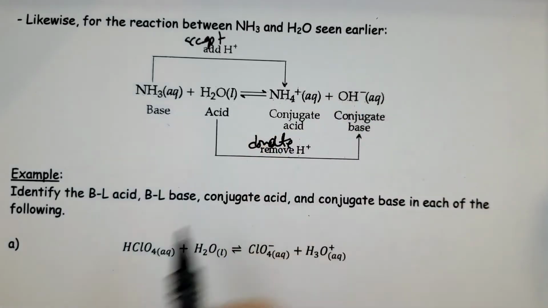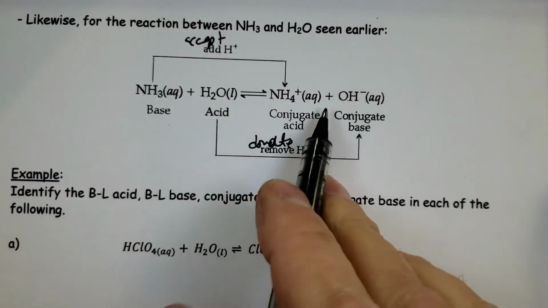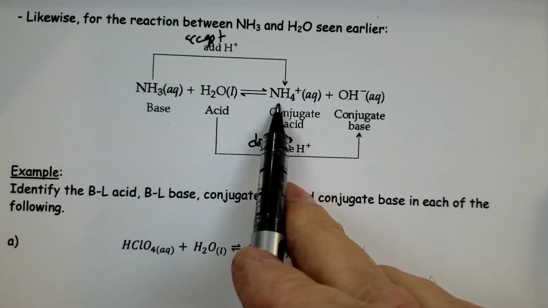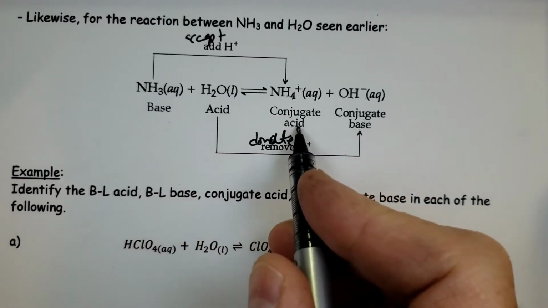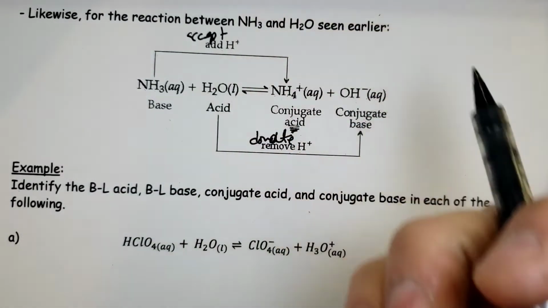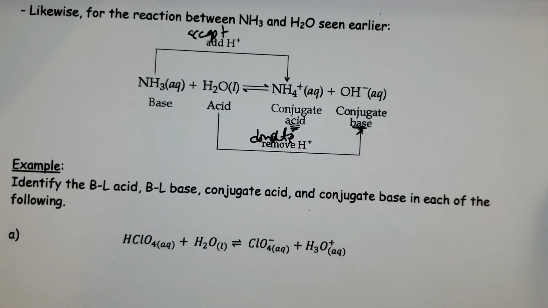Ooh, that turned out kind of weird. So there we have that. And then NH4 to become NH3, it's releasing an H, donating an H, so it behaves like an acid. OH to become H2O, it's receiving an H, so it's behaving like a base.